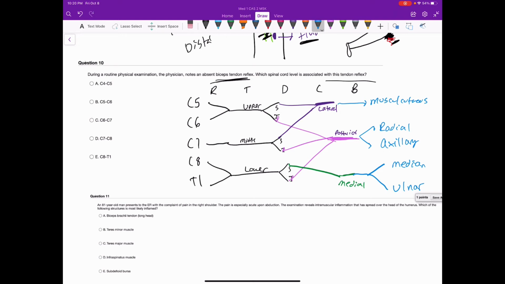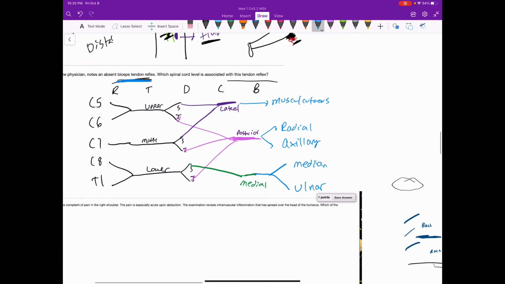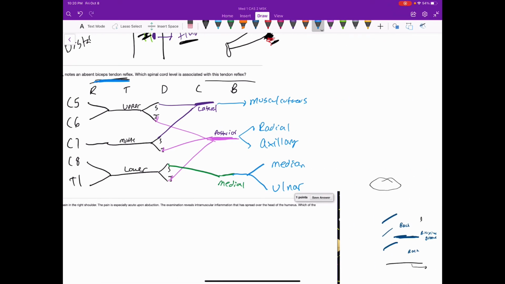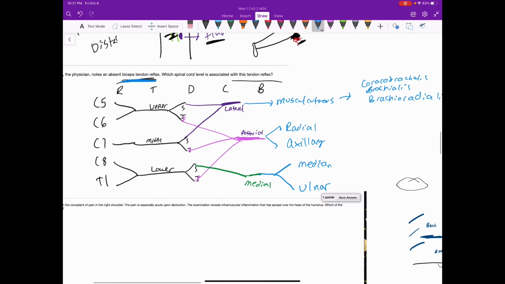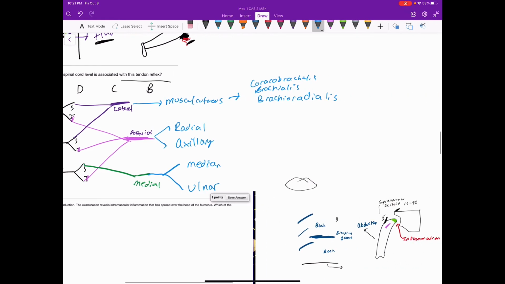So if we go back to the question, during a physical examination, the physician notes an absent biceps tendon reflex. Okay, so we need to know that the musculocutaneous division, right? He stimulates the coracobrachialis, the brachialis, and the brachioradialis. I have another video discussing the whole brachial plexus in more detail, but I'm just going to do this quick. So what do these three muscles do? They aid in the biceps flexion. Flexion of the biceps, right?